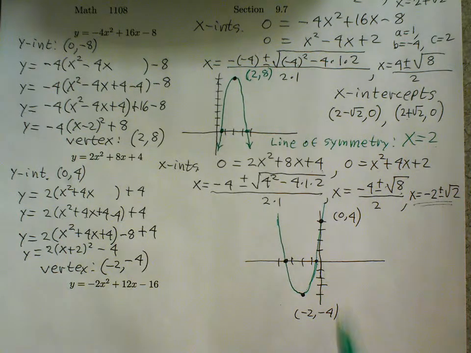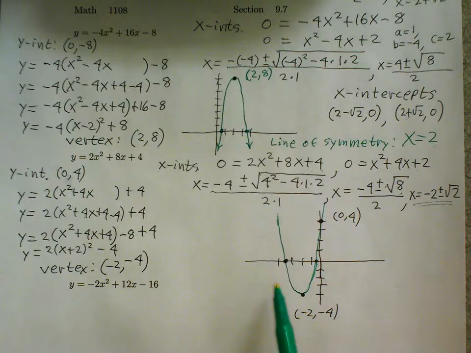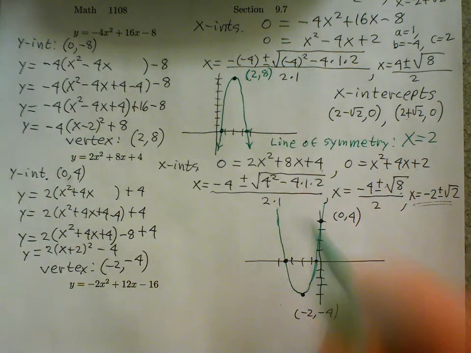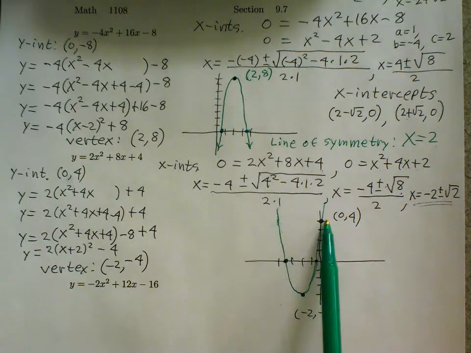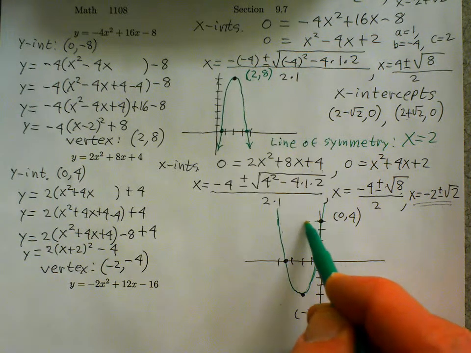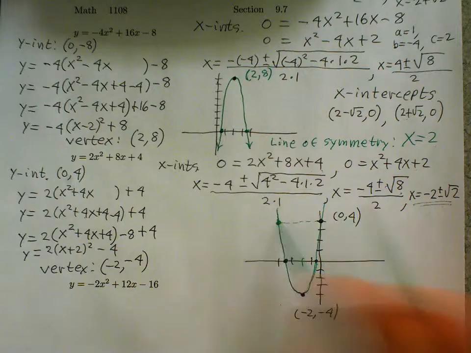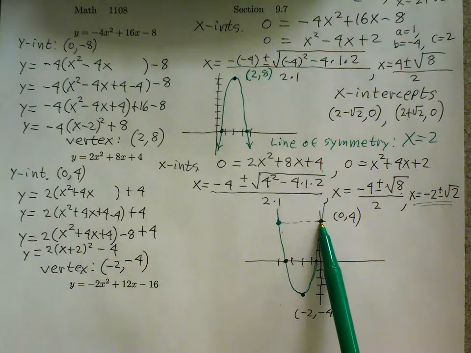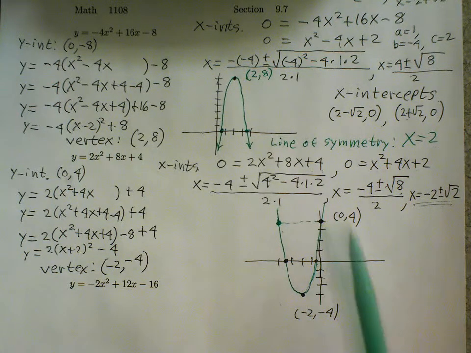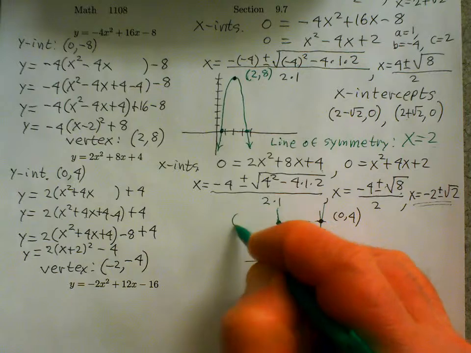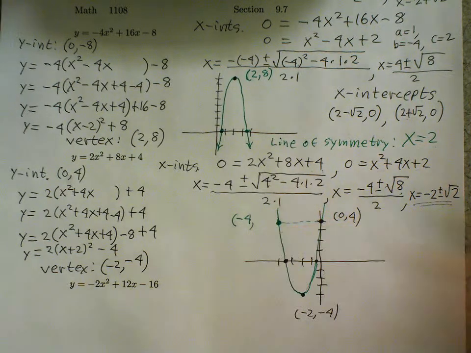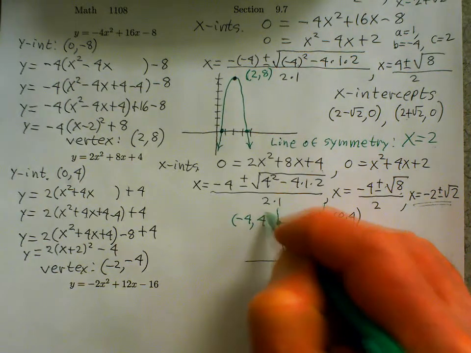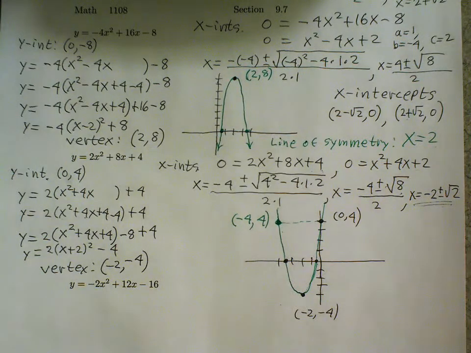Using symmetry, we can find a point on the parabola that corresponds to the point 0, 4. Since the x-coordinate of the vertex is -2 and the x-coordinate of 0, 4 is 0, by symmetry, the ordered pair -4, 4 is also a point on the graph.